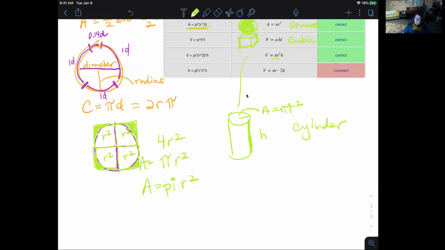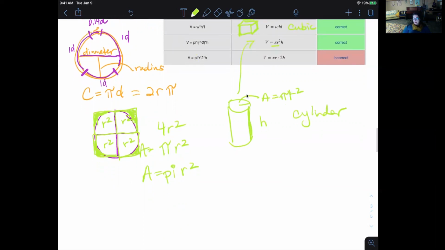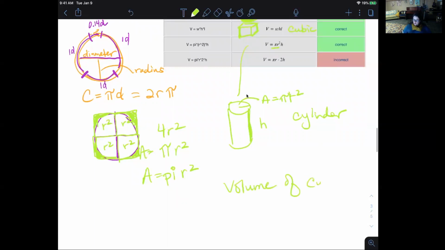And then the last one asks for, I know I forgot to put the instructions on here, it doesn't ask for area, sorry, it asks for volume of a cylinder or rectangular prism.